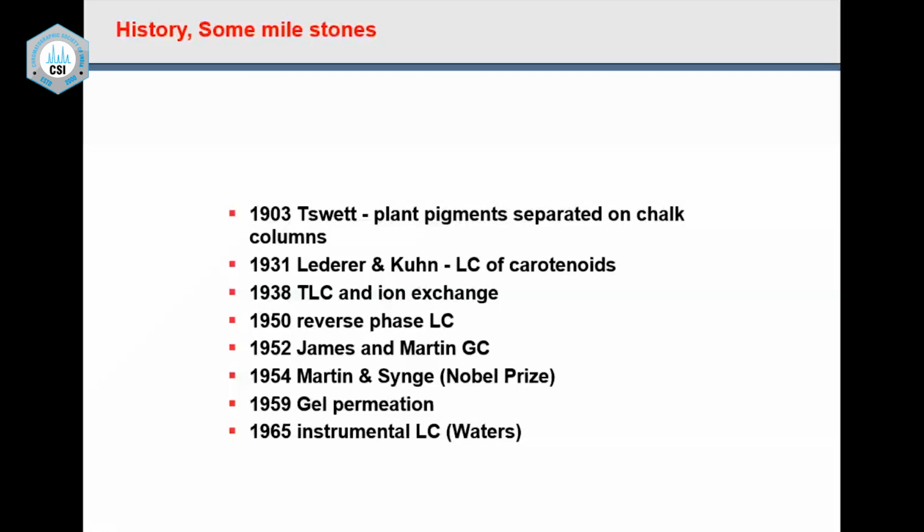Then in 1938 TLC and ion exchange came into existence. In 1950 reverse phase liquid chromatography came into existence. James and Martin in 1952 developed the gas chromatograph. Martin and Synge received a Nobel Prize in 1954. In 1959 gel permeation chromatography came into existence, which we now call size exclusion chromatography. And in 1965, the first HPLC instrument was developed by Waters, and it came as a commercial system.